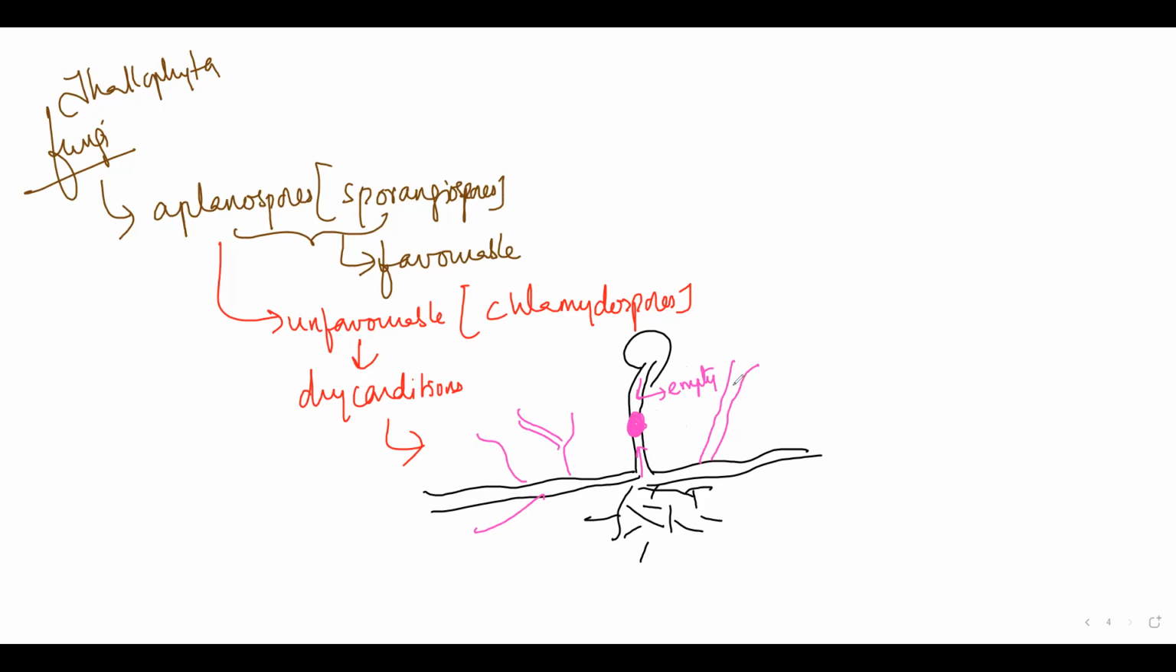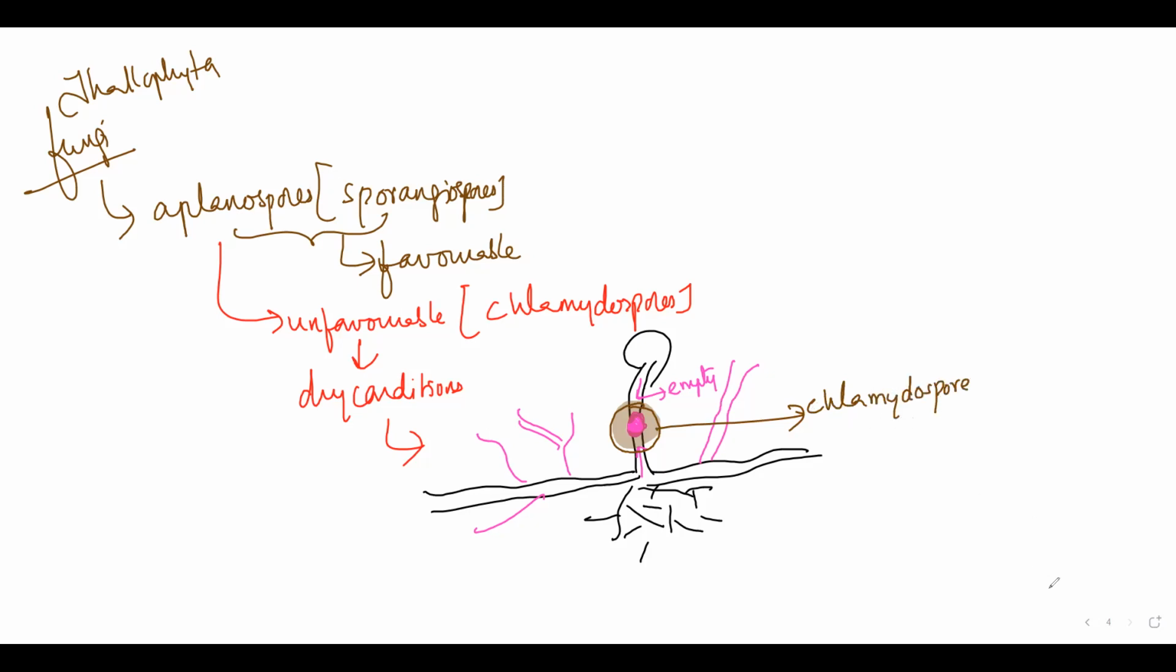And what does this localized accumulation secrete? A thick wall around it. So let us draw a thick wall around that. It is developing a thick wall around itself. And this thick wall, which is being created here around the protoplasm, is none other than your chlamydospore.